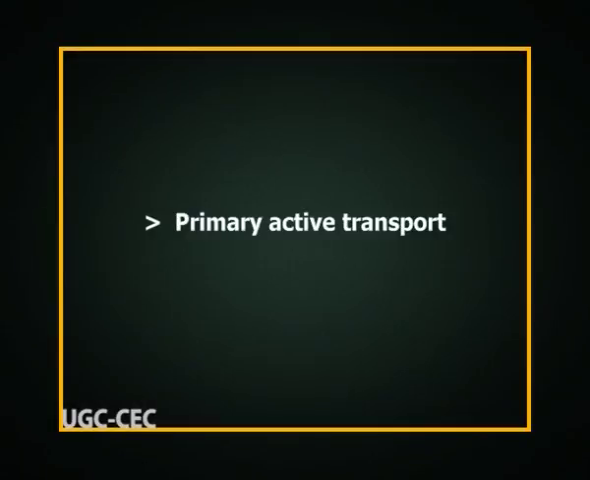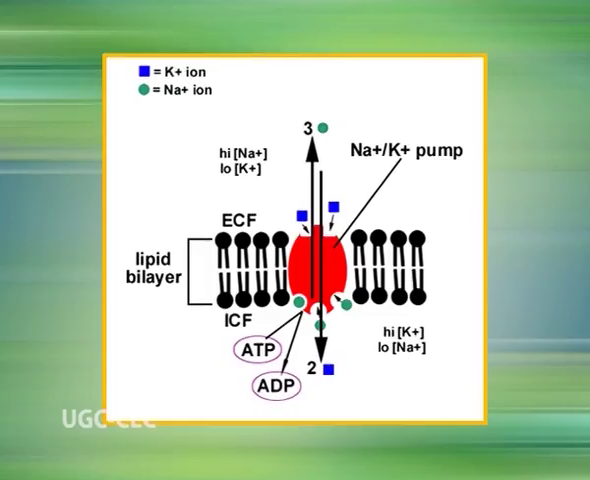Now, let's talk about the primary active transport. Primary active transport is coupled directly with a metabolic source of energy such as ATP hydrolysis or absorption of light by a carrier protein, for example in halobacteria. Transport of Na+ and K+ by a carrier protein, that is Na+/K+ ATPase, is the most common example of primary active transport.